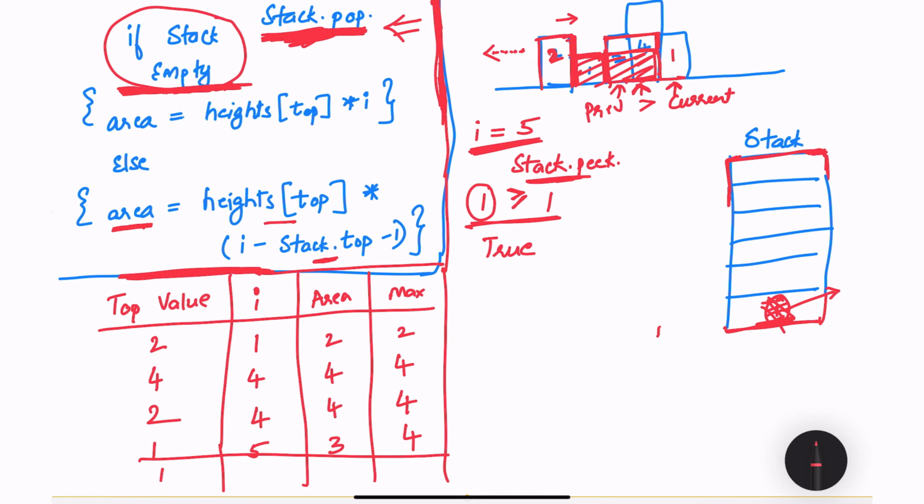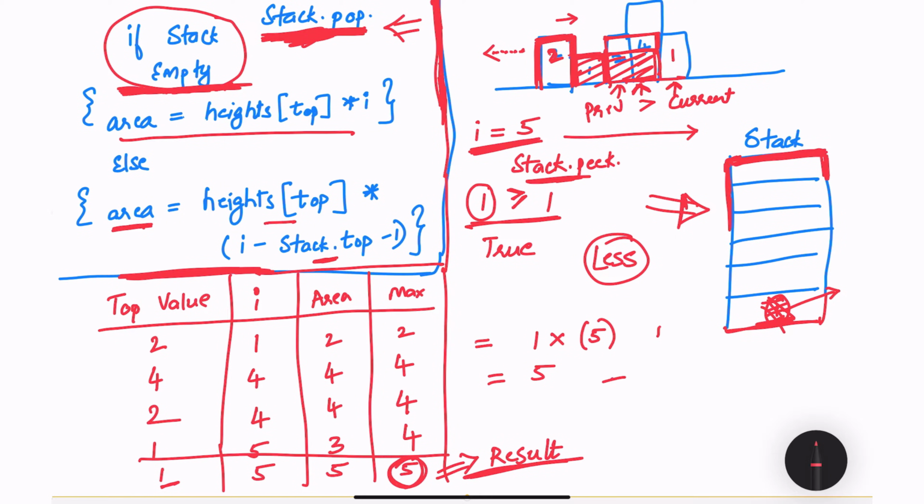Check of is stack empty will return true. So we will go inside the if condition. The formula is heights at top, which is 1 into I, which is 5. So the result is 5. Area is 5 here. Is it greater than the current max? Yes. So my new value, or the new maximum area, is 5, which is what we will be returning.